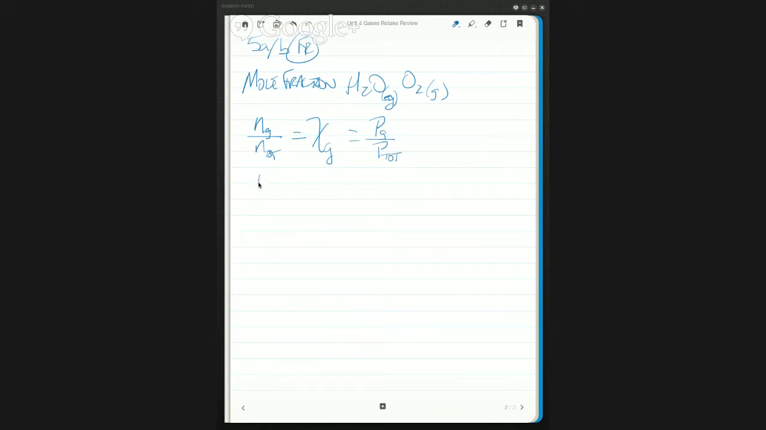So that means that the moles of gas over the total moles is directly equal to the partial pressure of the gas over the total pressure. Those fractions are equal. They're not the same numbers, but the fractions are equal. So the super easy way of doing that was saying, oh, the partial pressure of, let's say, water vapor over the total pressure will be equal to the mole fraction of H2O. And this is the answer we're looking for.